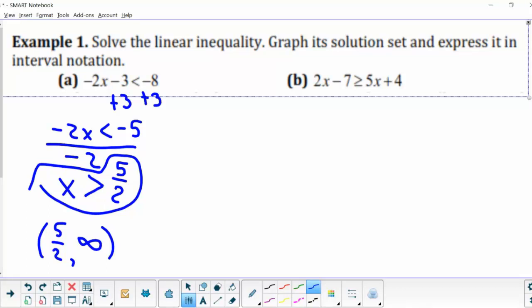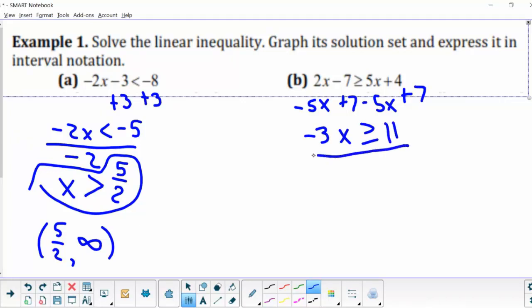All right, so with B, we want to get all the x's to one side, numbers to the other. I don't know, it doesn't really matter which way we go. I guess just to practice the negatives a little bit more, I want to put negative 5x here. I'm going to subtract 5x here. Now I'm going to go and get all the numbers to the right. So I'm going to add 7 here and add 7 here. So that's going to give me negative 3x is greater than or equal to 11.